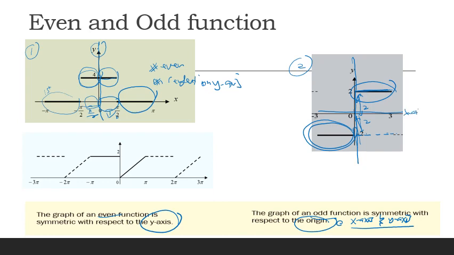So we can say that the function is a reflection on the x-axis and y-axis, which means it is an odd function. We can conclude that because it also reflects on the origin, or reflects on the x and y axes.